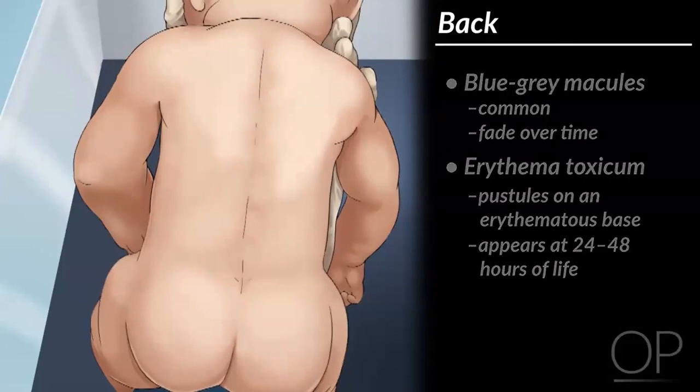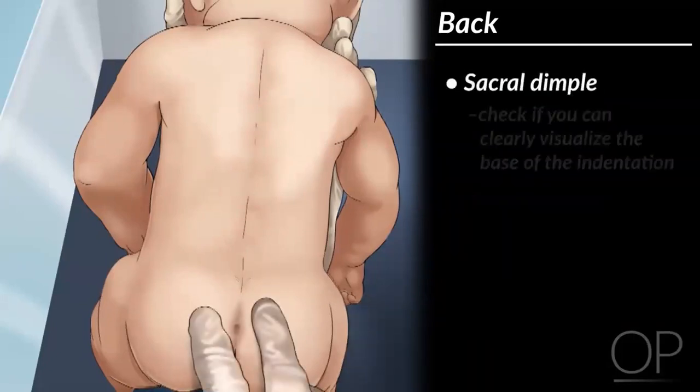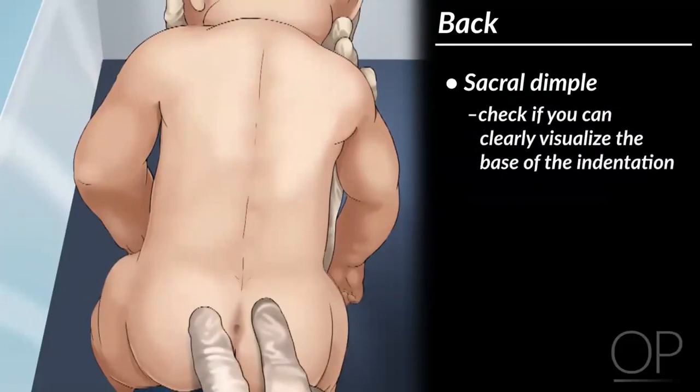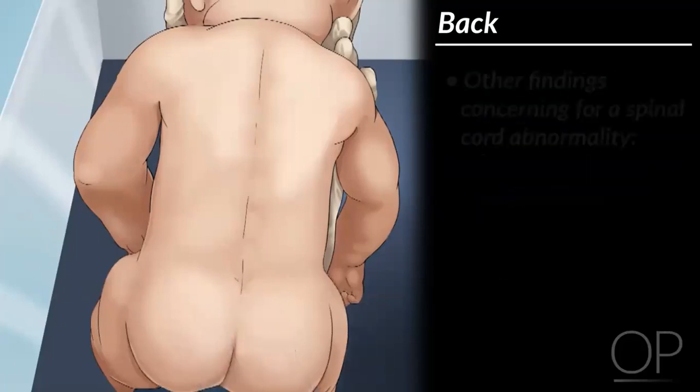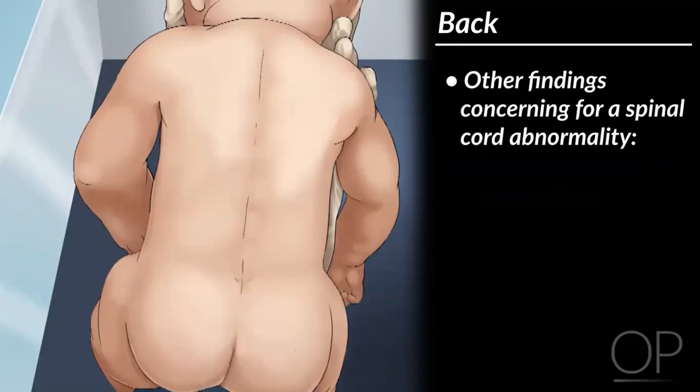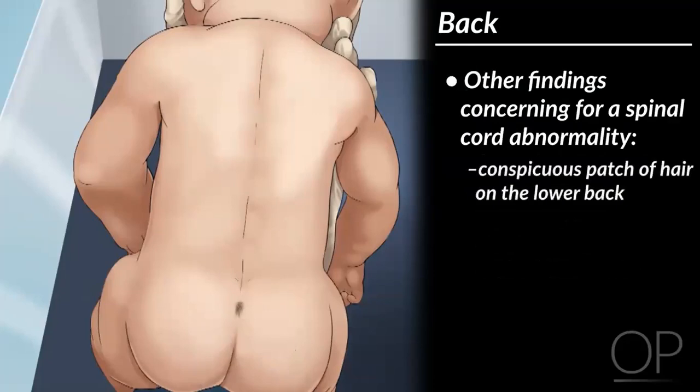Look at the sacral area. If you see a dimple there, check if you can clearly visualize the base of the indentation. If you cannot, the infant may have a spinal cord abnormality known as a tethered cord or spina bifida occulta. Other findings concerning for a spinal cord abnormality are a conspicuous patch of hair on the lower back or an asymmetric gluteal cleft.